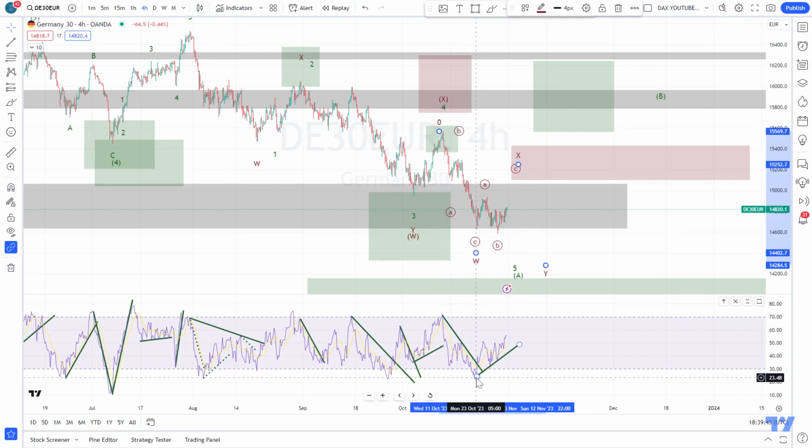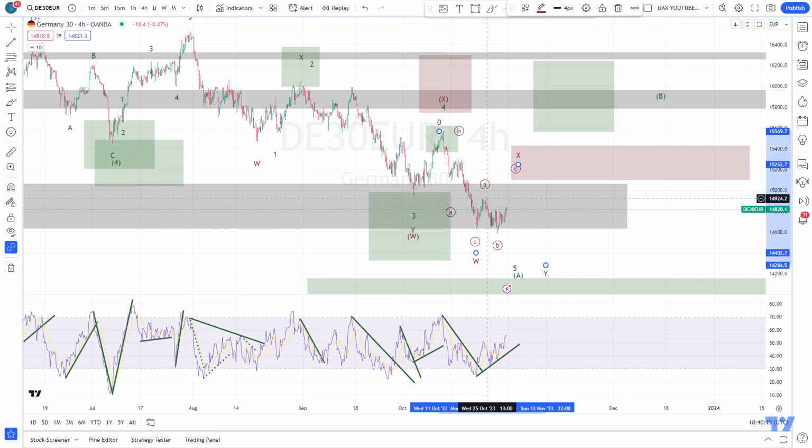We are not ending with divergence. This is what the 3 wave corrective structure should do. And then here we can actually have an expanded flat structure. So if you follow my updates on the Nikkei, we had a similar situation there, and we made here nicely the expanded flat structure. So this is something that could also play out as a wave X here. Then we have our impulse here as a wave A.